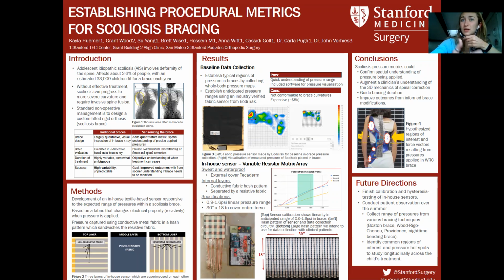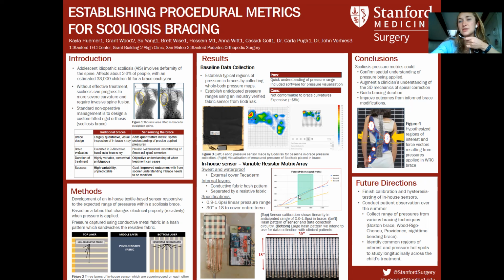In addition, it's rather expensive, so we just saw a lot of room for improvement here by creating our own in-house sensor. So some great things about the design that we've got: it's sweat and waterproof. We've not only got the 3 layers that I described here, but then on either side, we also have 2 layers of Tegaderm. Then in addition, the sensor is very responsive in the region of the pressures from former literature that we know scoliosis bracing would have. So namely between 0.9 and 1.6 PSI.